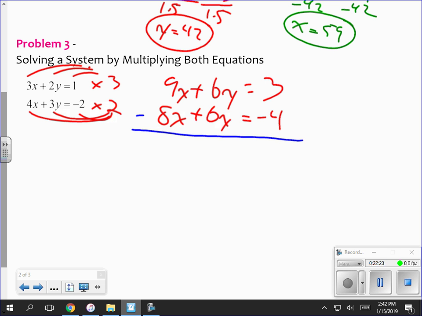Nine minus 8 is 1. I have 1x. 6 minus 6, no more y's. My y's have gone away. Like that. Equals 3 minus negative 4. What's 3 minus negative 4? 7. Watch these when you do your subtraction. So x equals 7.